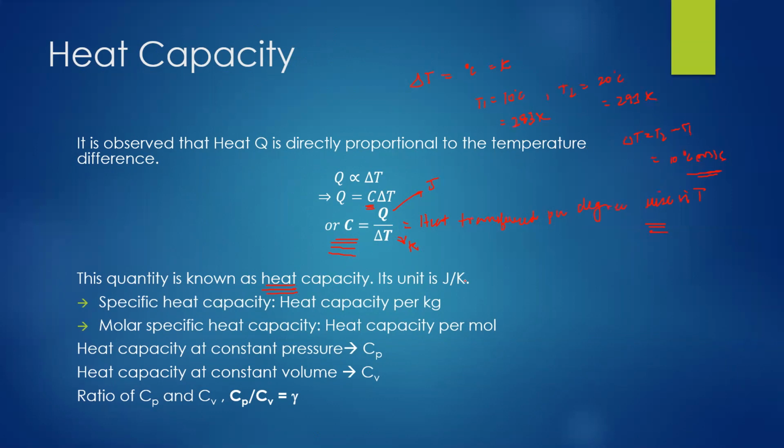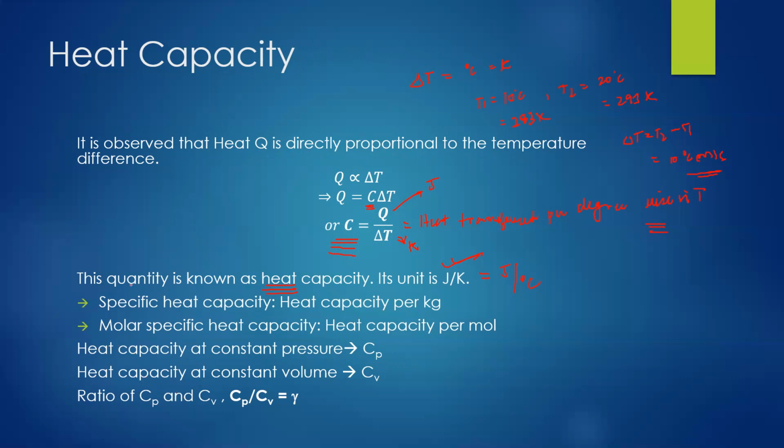At times you might also find this as joule per degree Celsius. It's the same thing. Wherever you use temperature difference, joule per Kelvin is the same as joule per degree Celsius, when you're talking about temperature difference, not absolute temperature of a particular object or system. Only for a temperature difference, Kelvin and degree Celsius are going to be the same.